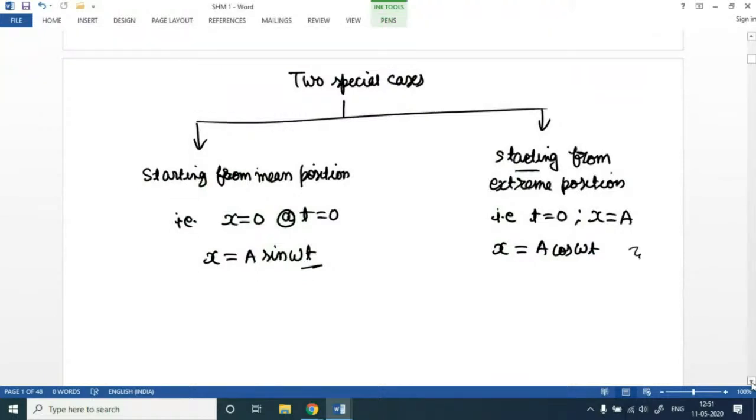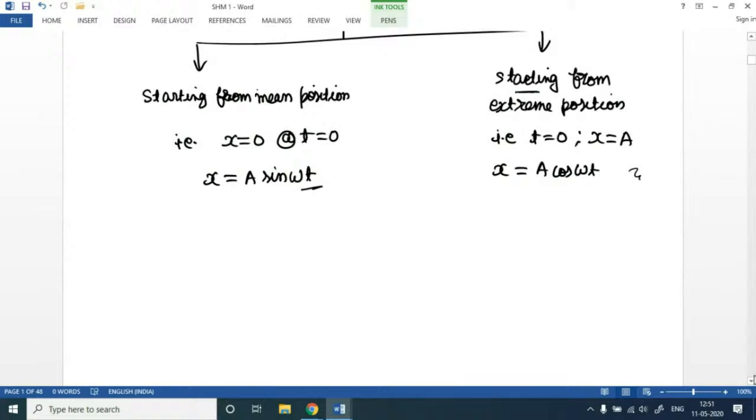Okay, now I'm able to write properly. So this is x is equal to a cos omega t. So you should realize that depending upon the starting position, whether we are starting from the mean position or from the extreme position, we can have a different equation to start with. That is either x is equal to a sine omega t or x is equal to a cos omega t.